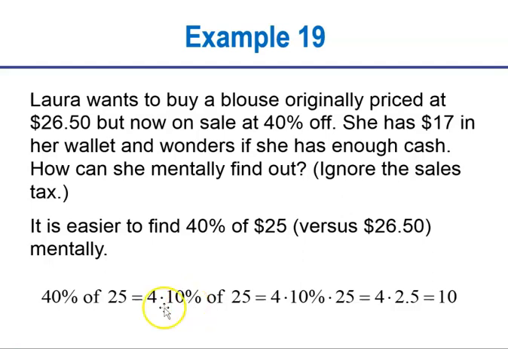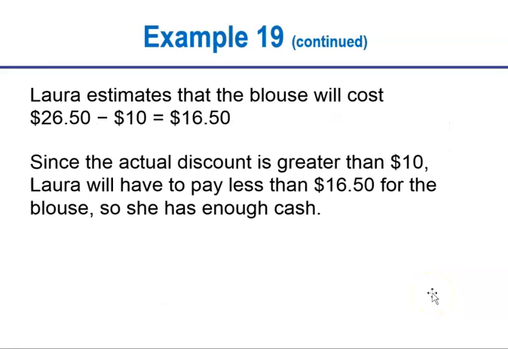Remember the tip trick I just told you about to calculate 20%? Just do 10% twice. Well, to do 40%, you do 10% four times. So 10% of $25 would be $2.50 times 4, right, would be $10. So it's going to be $10 off, but keep going. Laura estimates that the blouse will cost $26.50 minus $10, $16.50.